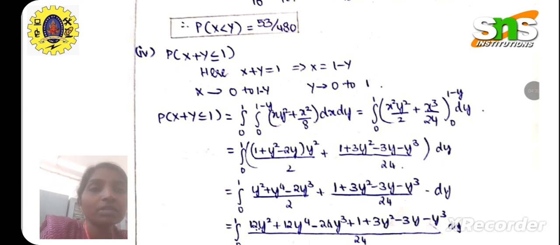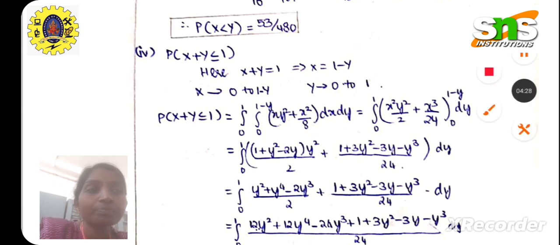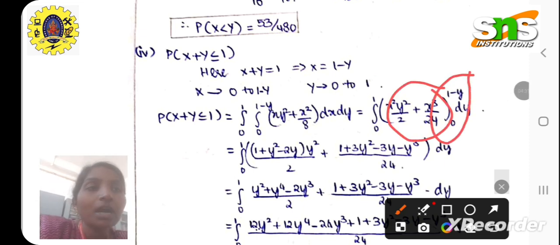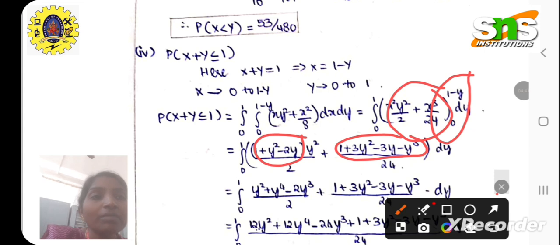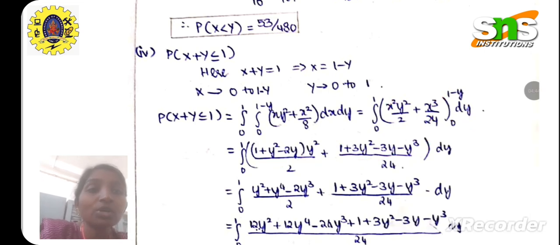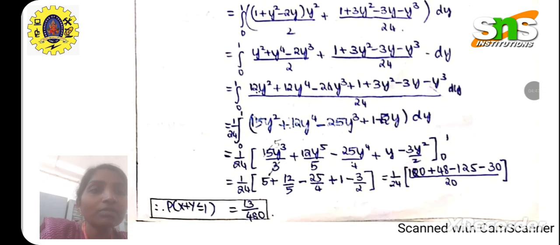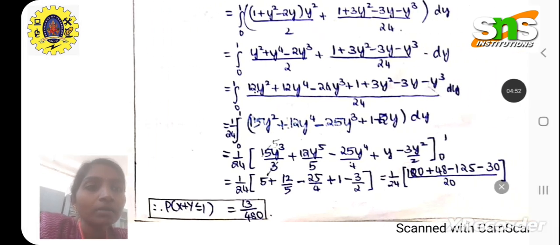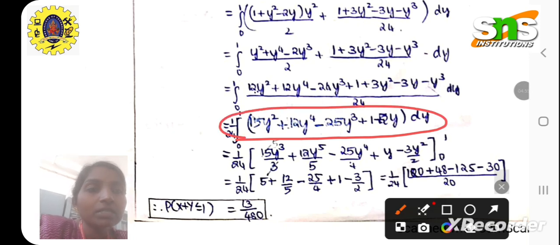And on integrating with respect to x, we have xy squared plus x squared by 2 into y squared plus x cubed by 24. So this will be the value on integrating with respect to x, and on applying the upper limit, we will have in place of x, 1 minus y, and on squaring it we will have this term, and on cubing it we will have this term. So this is what we have done here. We have applied the upper limit for x alone, and on simplifying it we will have the value of y alone in this particular line, so that it is easier for us to integrate with respect to the variable y.